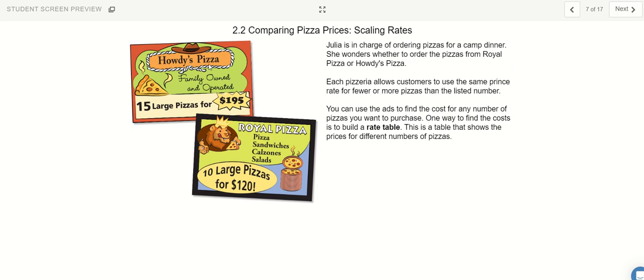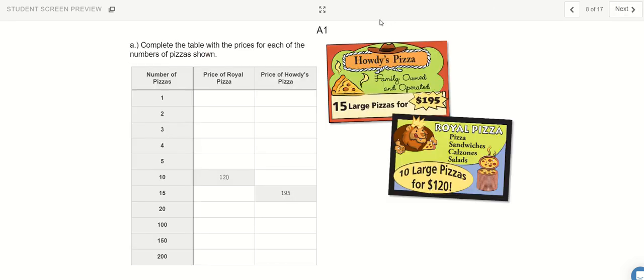So here's our situation. We have 2 different pizza companies, Howdy's Pizza and Royal Pizza. They give us one version of their price. For example, Howdy sells 15 pizzas for $195, and Royal sells 10 pizzas for $120. We want to compare which one is the better deal, or where we can save more money if we order from these 2 different restaurants. They give us one ratio, and the same price holds for fewer pizzas, so we can scale these ratios up and down and it will still give us the same approximate price. So let's start scaling.